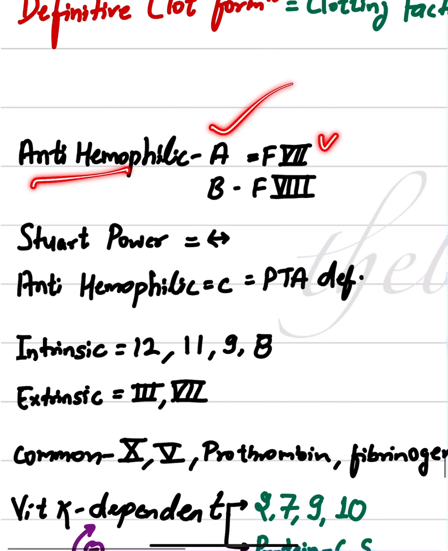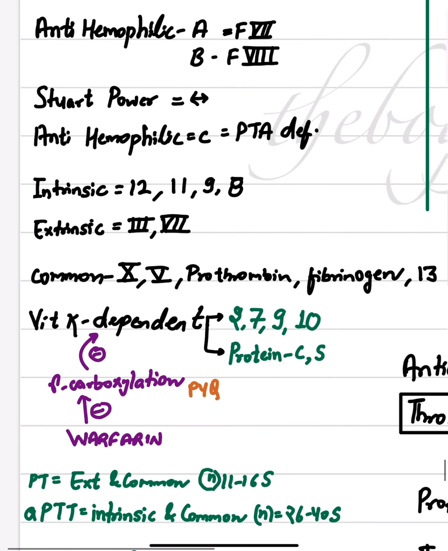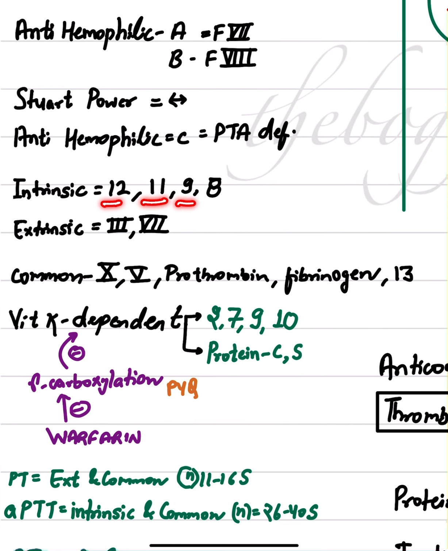There are some main clotting factors: antihemophilic A for factor 8, B for factor 9, Stewart-Prower factor, and antihemophilic factor C in PTA deficiency. Intrinsic factors are 12, 11, 9, 8; extrinsic are tissue factor and 7. In the intrinsic pathway we have 11, 12, 9, 8. In the extrinsic we have tissue factor, 7. The common pathway has 10, 5, prothrombin, fibrinogen, and 13.